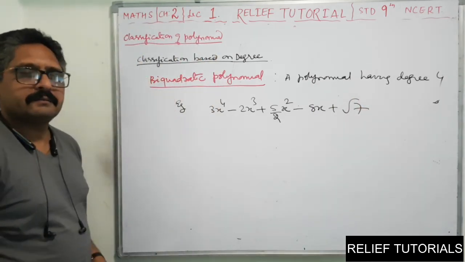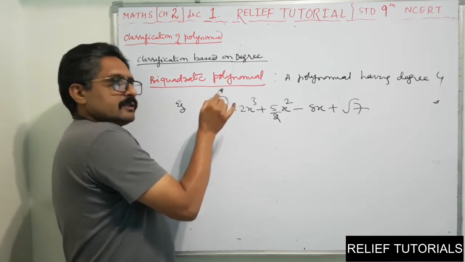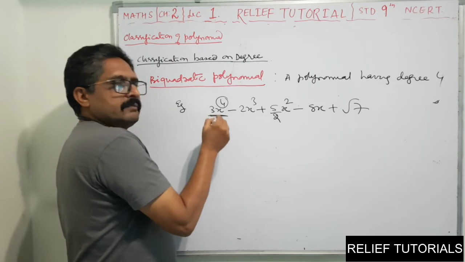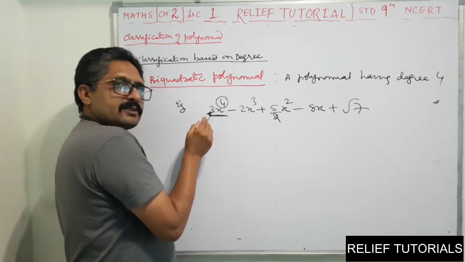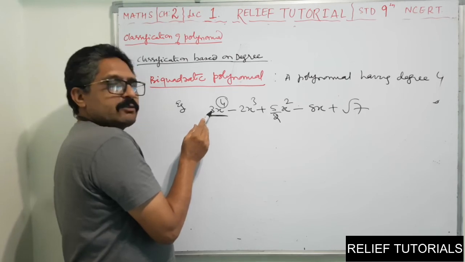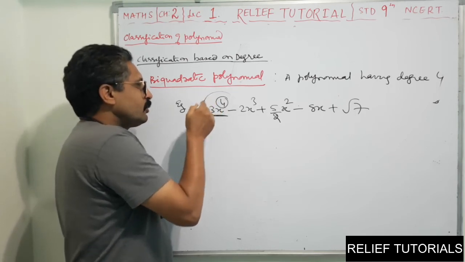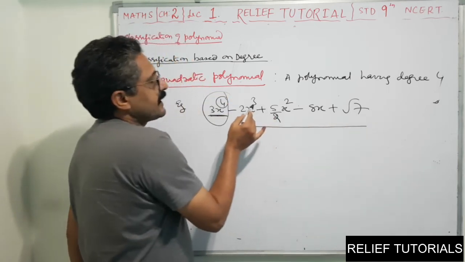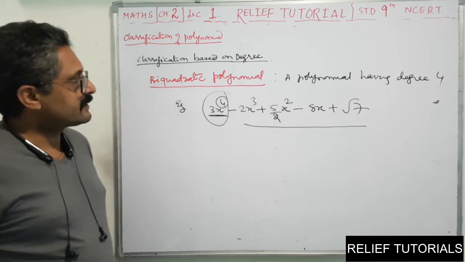Look here. The highest power of the polynomial is 4, so the degree is 4. This is the term with the highest power, and the coefficient of this term is called the leading coefficient. It should not be 0. If it is 0, then what will happen? 0 into x raised to 4, the whole term will become 0. Now this will be the polynomial, and here the highest power is 3, so it will become a cubic polynomial. Have you got it, friends?